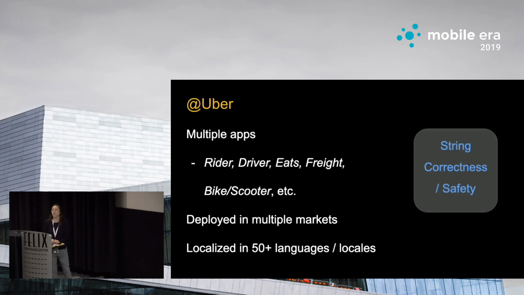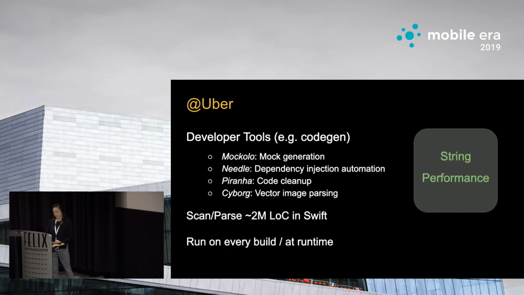So how do these properties of Swift string affect us? At Uber, we have multiple apps: a rider app, driver app, Eats, Freight, and bike and scooter app. And they're deployed in multiple markets and localized in over 50 languages and locales. So string correctness and safety are very important to us.